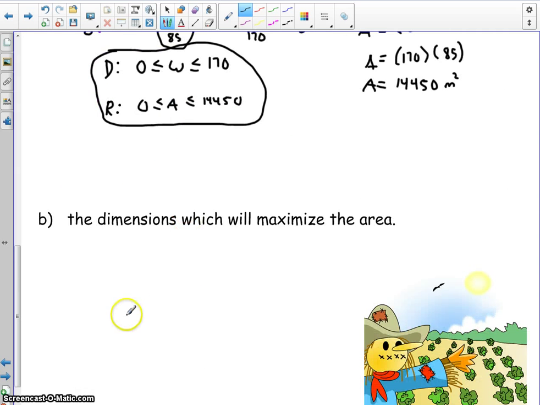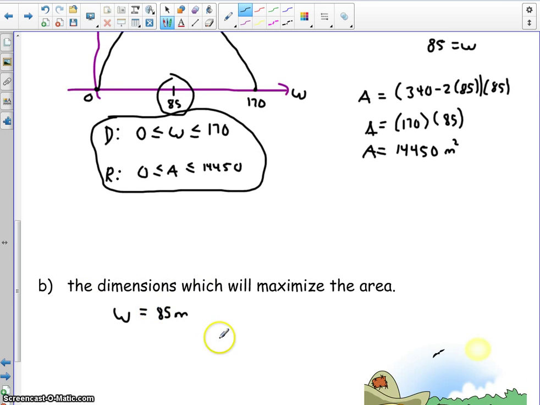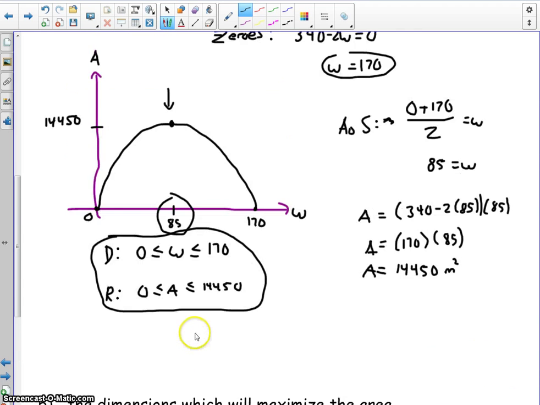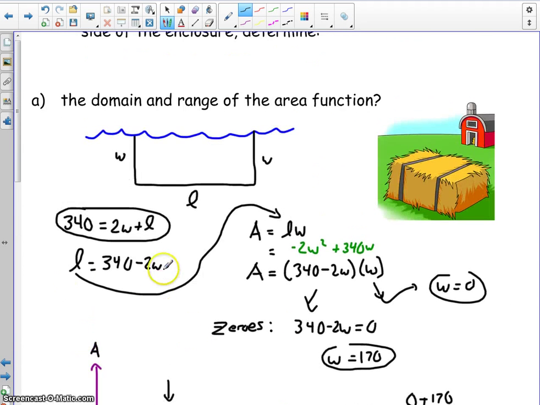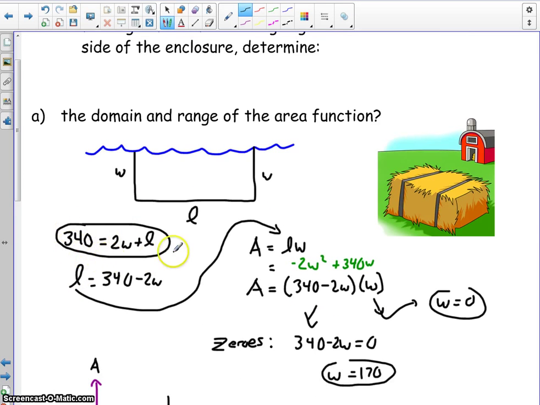Okay, so right from up here, we know the width is going to be 85 meters. And now we just need to find out the length. So probably the best way to find out the length is to look back all the way up here, back where we started, and remember that we only had 340 meters of fencing. So 340 is going to be equal to 2 widths plus a length.